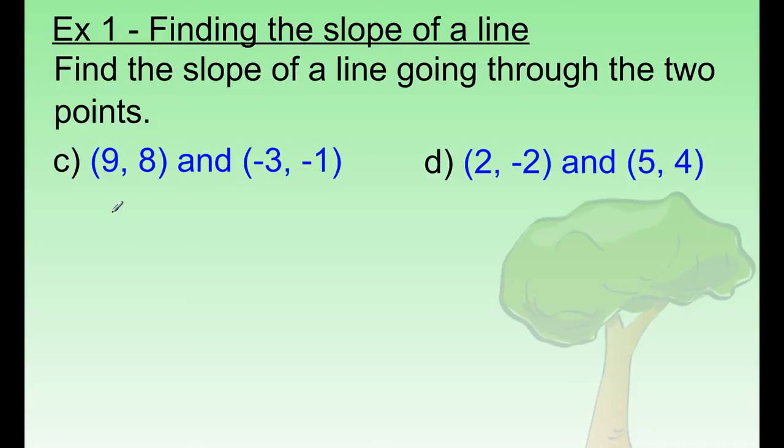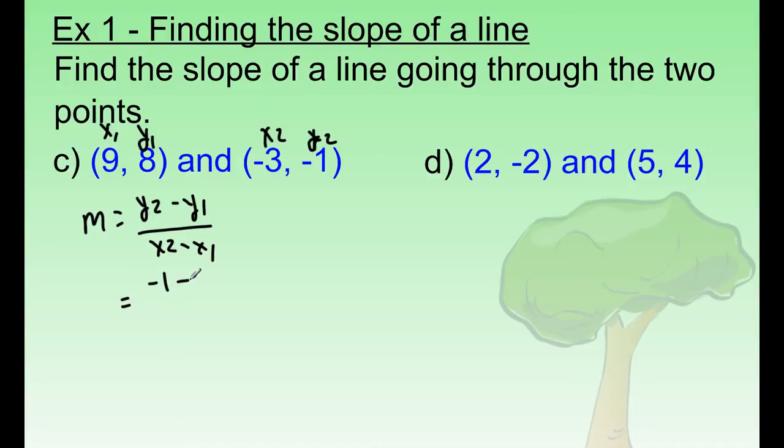Alright, so let's see. Not y equals, m equals y2 minus y1 over x2 minus x1. This is point 1, so x1, y1, x2, y2. And now we plug in our points. Negative 1 minus 8, negative 3 minus 9 gives us negative 9 over negative 12, which simplifies down to 3 over 4. And that's our slope.